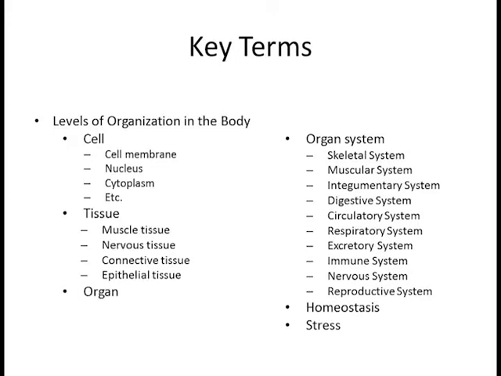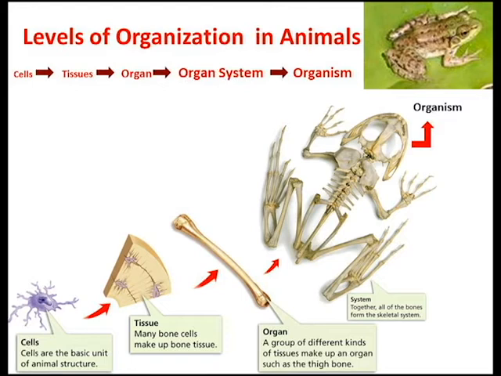And then organ systems. We've got a lot of organ systems we're going to talk about: skeletal system, muscular system, integumentary system, which is your skin, digestive system, circulatory system, respiratory system, excretory system, immune system, nervous system, and reproductive system. Another key term is homeostasis and stress. Lots of stuff we're going to do this section. We talked about this briefly before, but we're going to look at these different levels of organization.